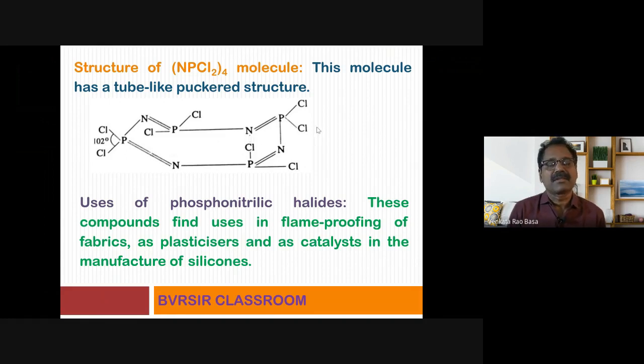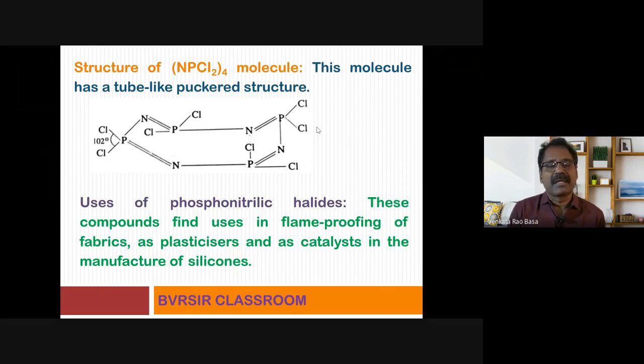Same thing, phosphorus is involved in sp3 hybridization, nitrogen in sp2 hybridization, and nitrogen and phosphorus are linked with a double bond and single bond. Alternate double bonds and single bonds will be there in this particular molecule.